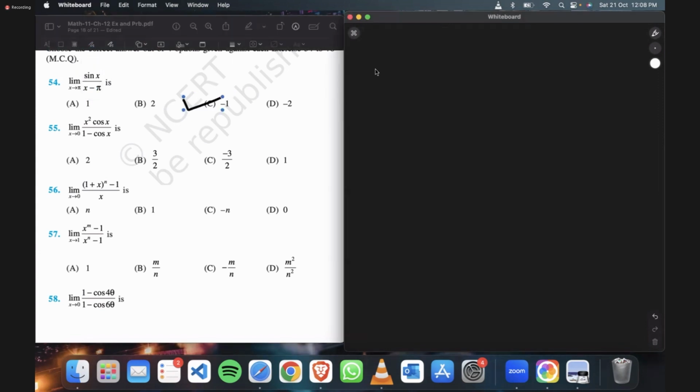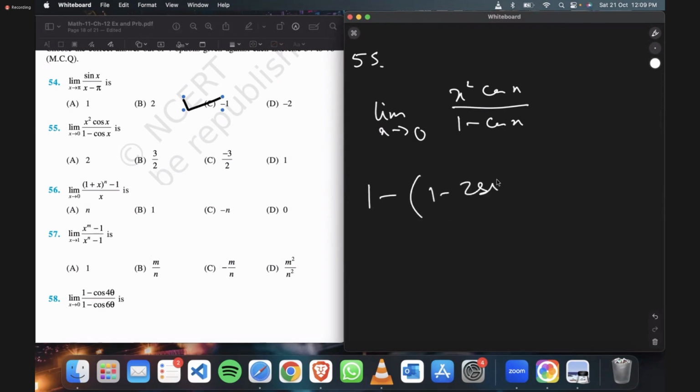Next up, question number 55. It is given that limit x tends to 0, x square cos x, all divided by 1 minus cos x. Now, what can I do with cos? 1 minus cos x is there. I can write that as 2 sine square x by 2. See, 1 minus cos x, how can I write this? 1 minus 2 sine square x by 2, right?